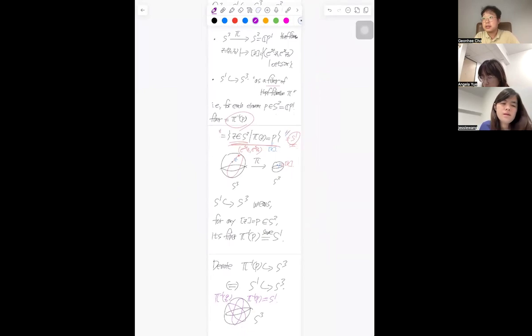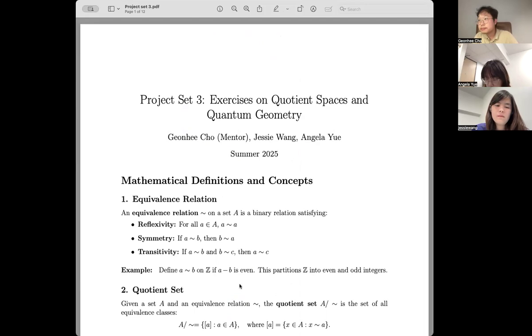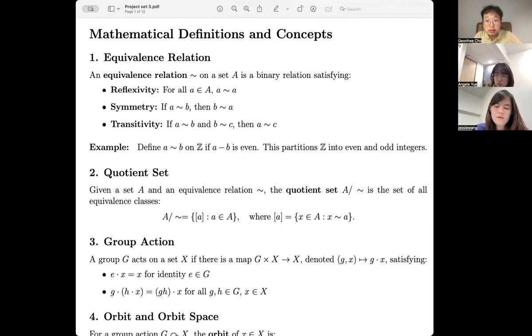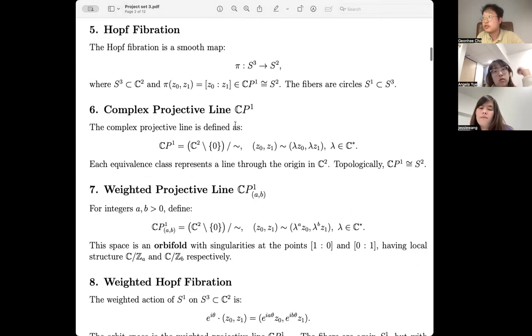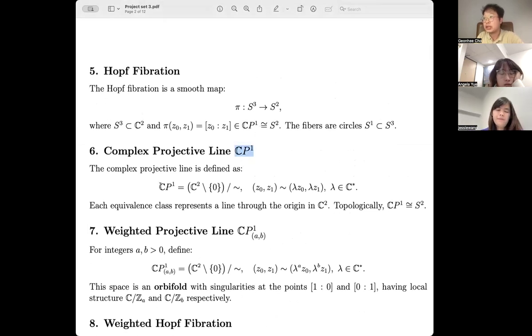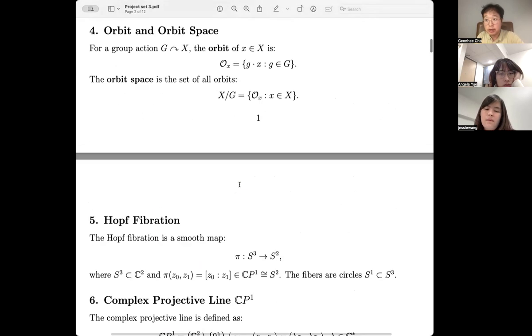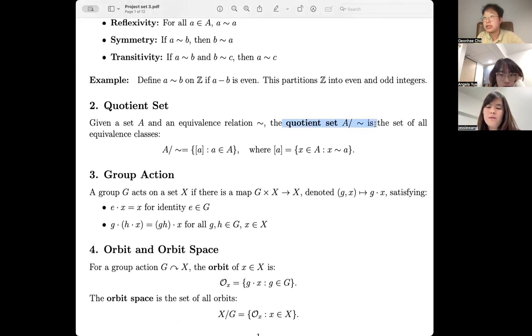So let's also clarify the terms from question two. Let me go back to problem set three. There are several terms. First, this is just the general definition in set theory of the term quotient set. Is that okay with you? We apply this definition to just CP1. That's what we are trying to do. So we have a general definition of the quotient set. Is that okay with you?